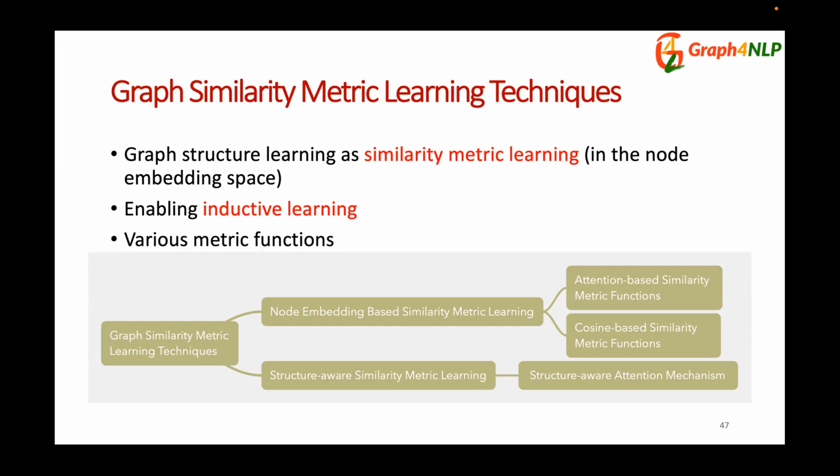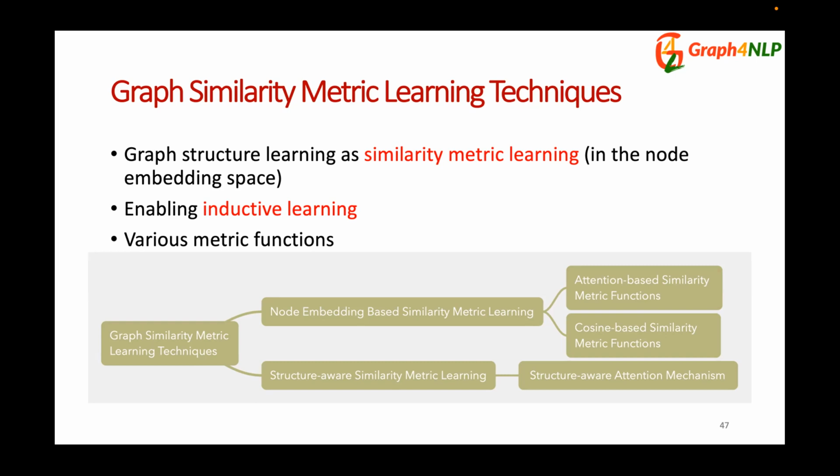The idea of graph similarity metric learning is to compute the pairwise node similarity in the node embedding space and obtain an adjacency matrix based on that. It can enable inductive learning, because once the similarity metric learning is finished, one can apply it to unseen nodes to learn a graph. This is very important for many NLP applications because we want to learn a new graph for each new text example during the inference phase. Various metric functions have been proposed by previous works for graph similarity metric learning. We group those metrics into two categories.